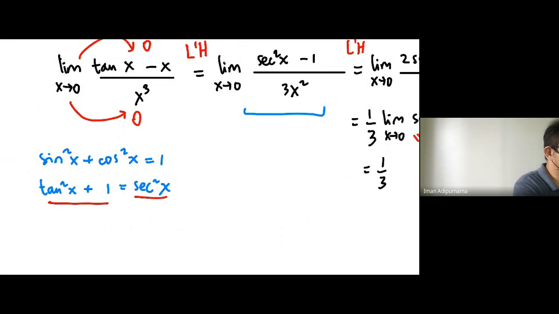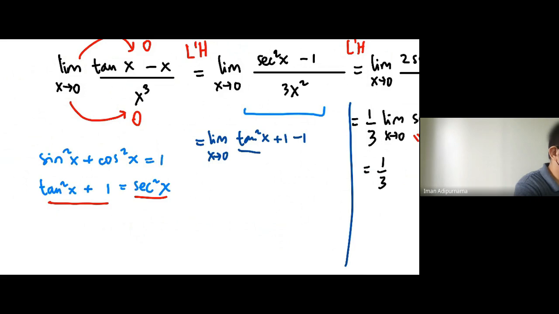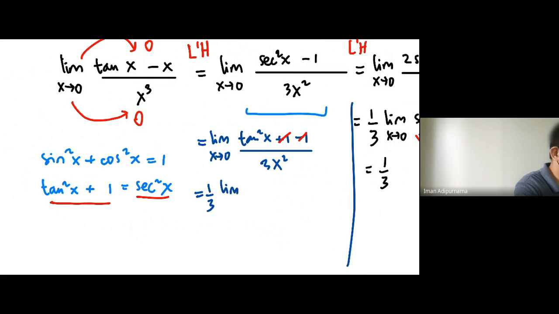Okay. So what will happen here, let me use different color. Let me use dark blue. This will be tangent squared x plus 1 minus 1. And this will divide 3x squared. Okay. So this will be canceled. And I can write these terms. Let me factorize 1 over 3 and limit. This becomes tangent x over x. Also limit tangent x over x. So this is 1, this is 1 also. So again, it's the same 1 over 3.